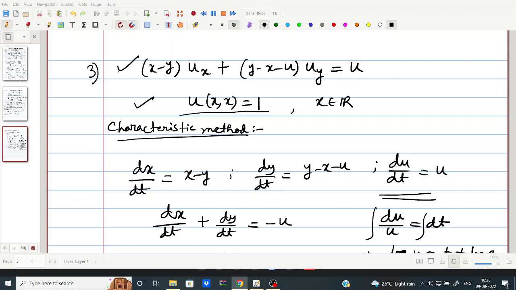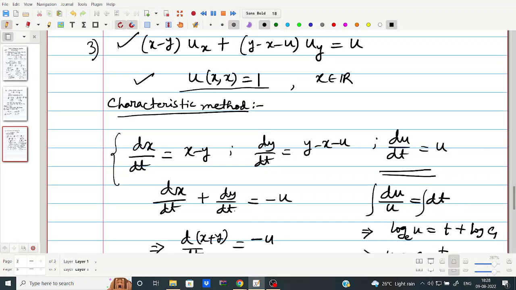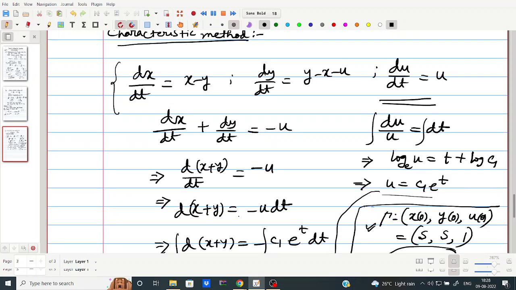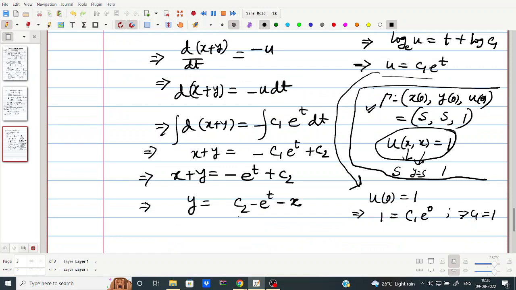So dx/dt is this. I am solving this first order ODE system. I just add the first two equations and I get this, and from du/dt equal to u, I find u. The initial condition gives u at s equal to 1. I considered the datum curve and initial condition parameterized by s. So I got u0 is 1, so c1 is 1, and I put it in place of u, and I got x plus y. Up to this I did.